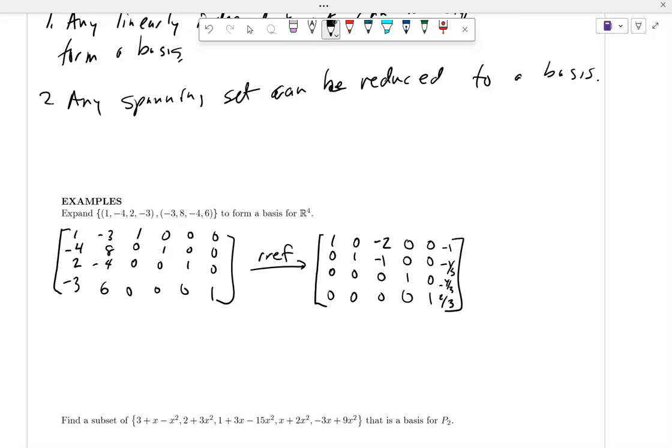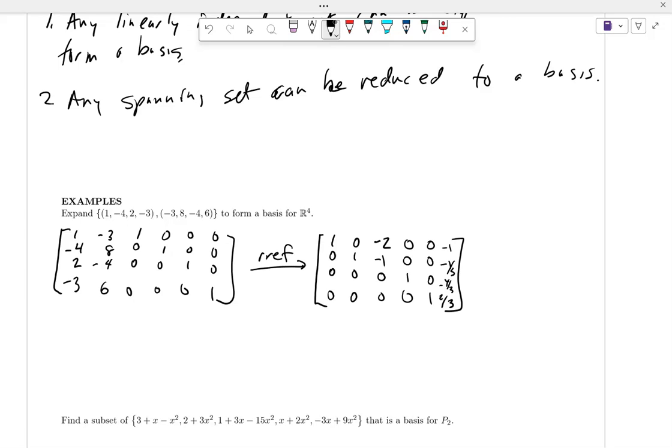Which columns do you think matter for what we're trying to do? 3 and 6. Those are the ones we're going to take out. Exactly right. The 3 and the 6 are the ones that we don't want, because what does this tell me? This third column here tells me if I do -2 times that vector and -1 times that vector, I get that one. That's what this tells me.